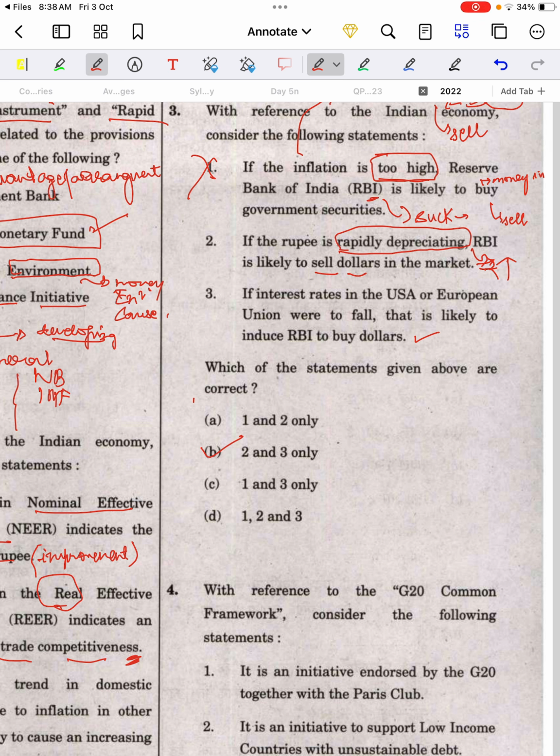If the rupee is depreciating, again they're talking about buying GSEC. Here they're talking about selling GSEC. Again, here also they talk about buying GSEC, buying dollars, not GSECs. But okay, this is a very conceptual question.